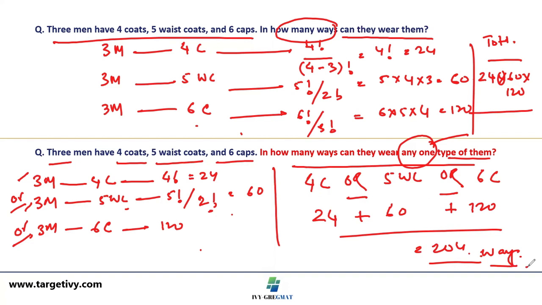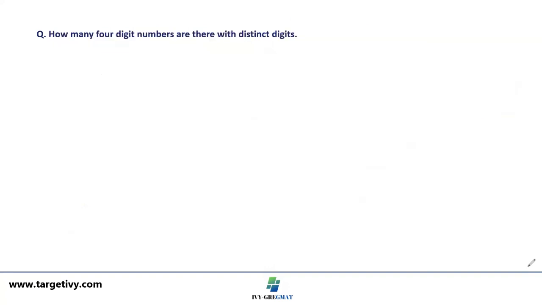Let's go to the next one. How many 4-digit numbers are there with distinct digits? Well, let's make a 4-digit number. So a 4-digit number means 1, 2, 3, 4. Clear? And every digit has to be distinct. That's what they are saying.